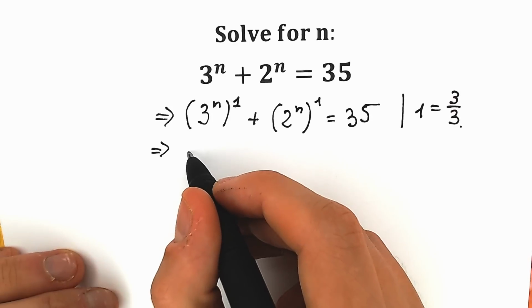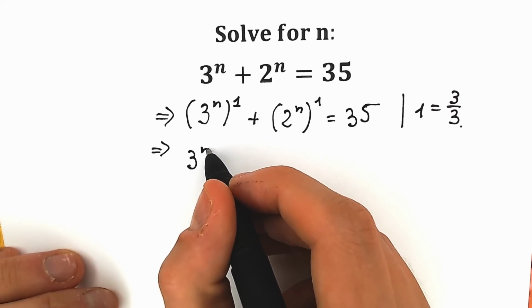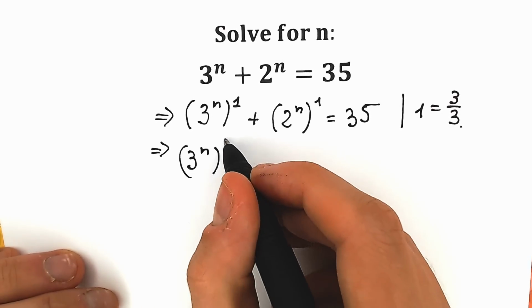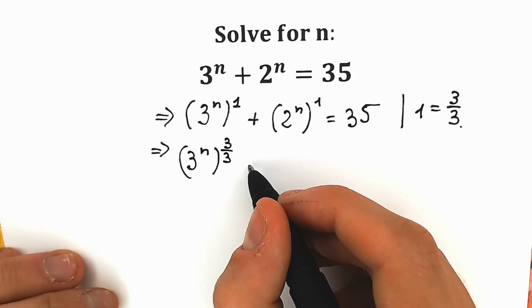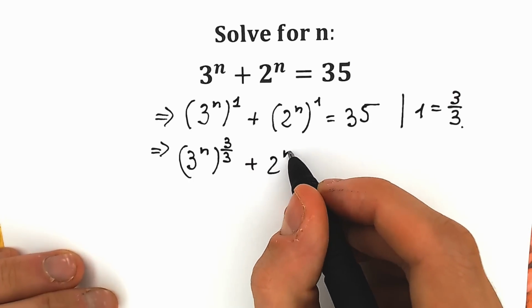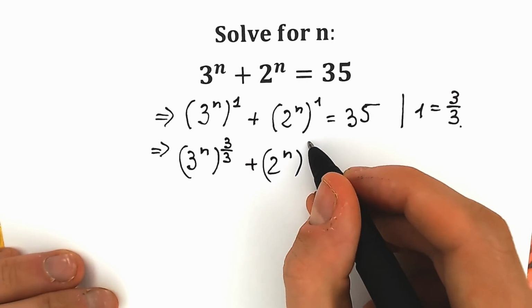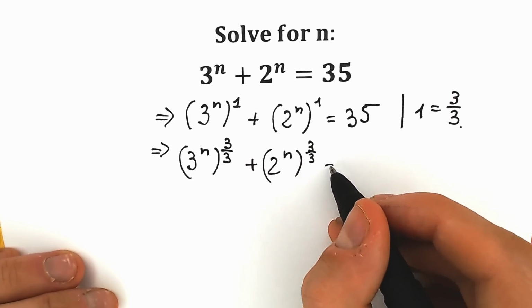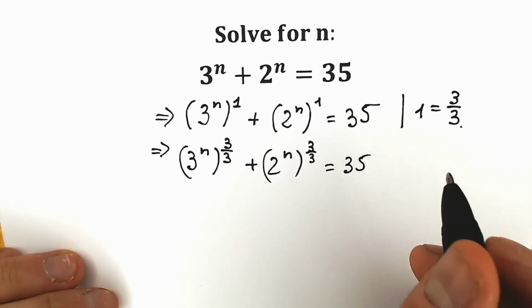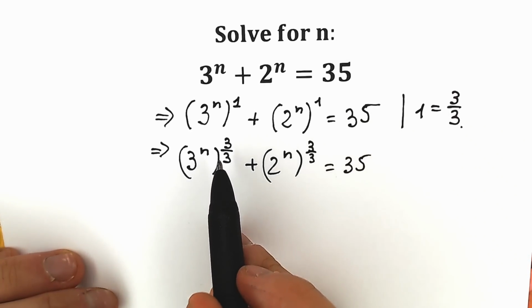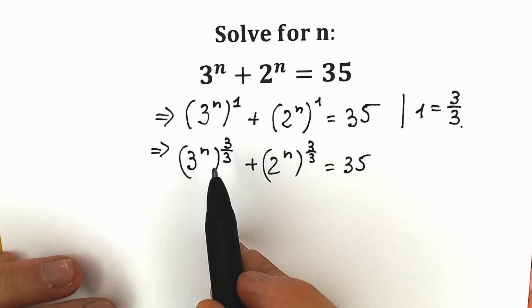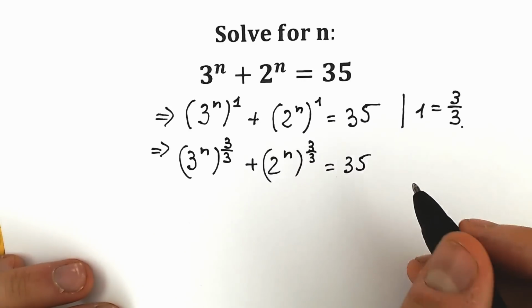So as a result, what do we have? We have 3 to the power n raised to the power 3 over 3, and we have plus 2 to the power n raised to the power 3 over 3 equal to 35. Okay, I hope you understand this step. We just raised it to the power 1, and in this case we raised to the power 3 over 3. It changed nothing. Right now, a very tricky move.